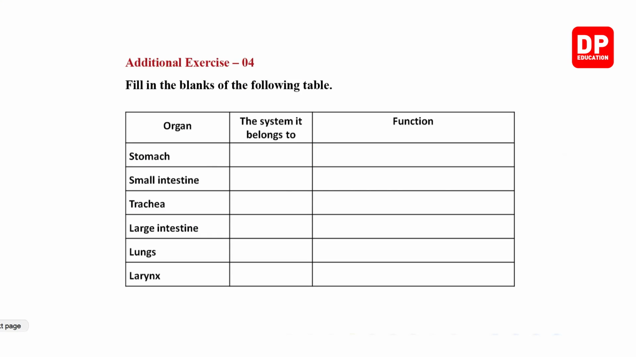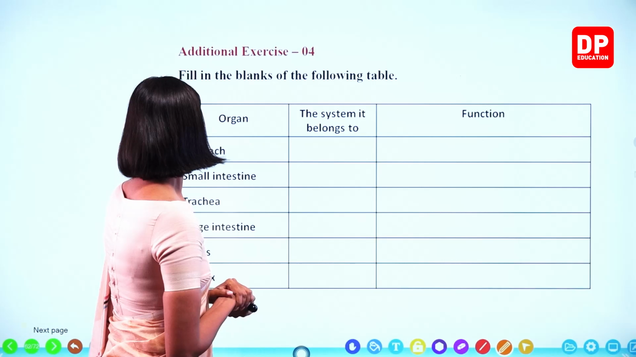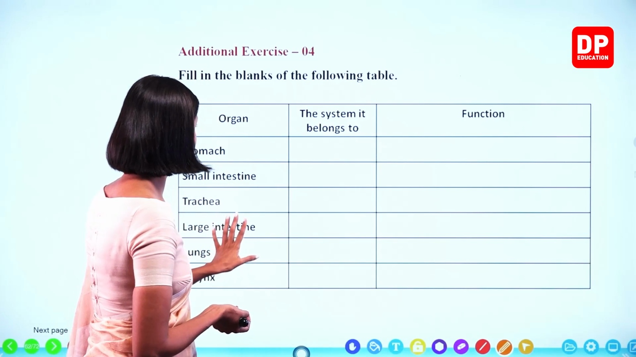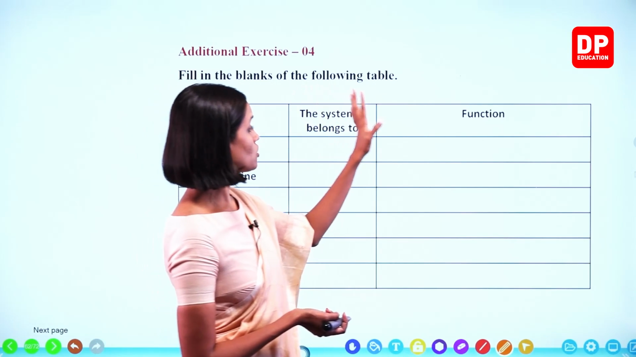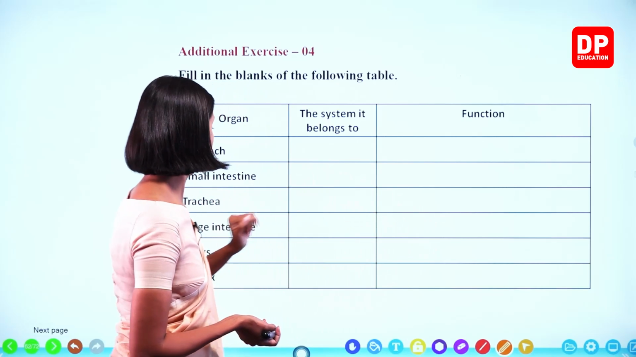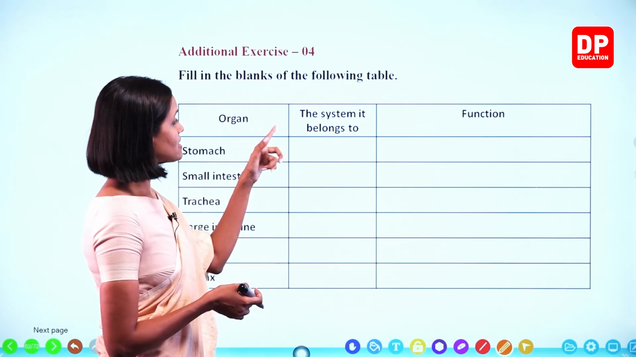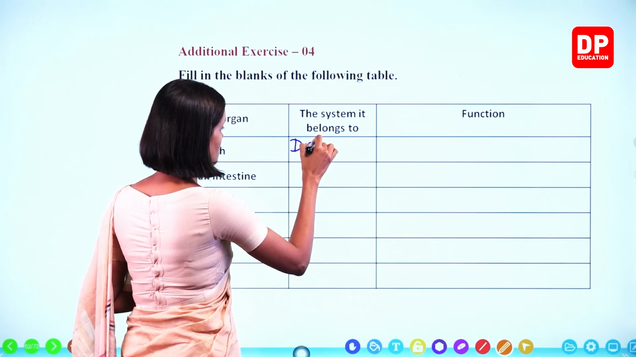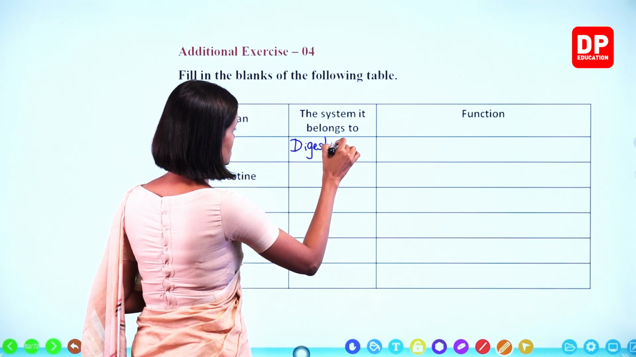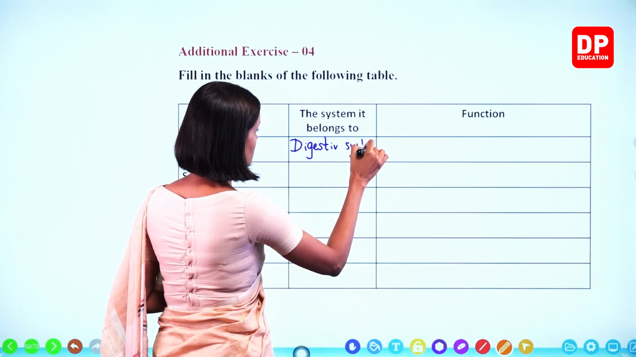Right. Exercise number 4, fill in the blanks of the following table. Now we did a similar activity before. So here the first column organ is given. Second column you have to write the system it belongs to. The third column you have to write the function. Okay? So the stomach, what is the system it belongs to? The digestive system.